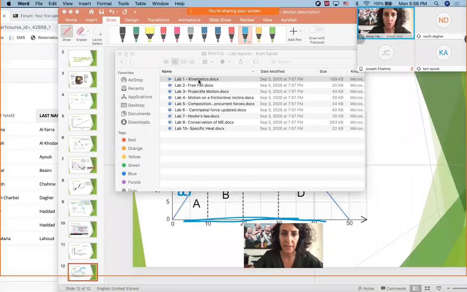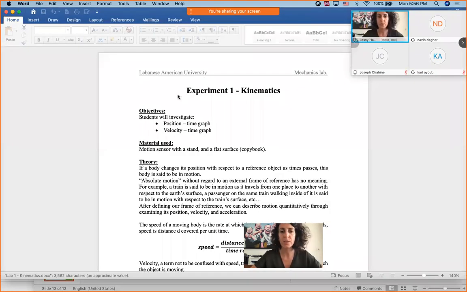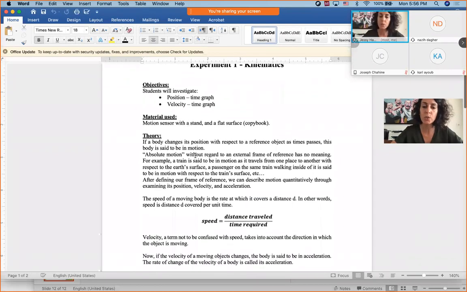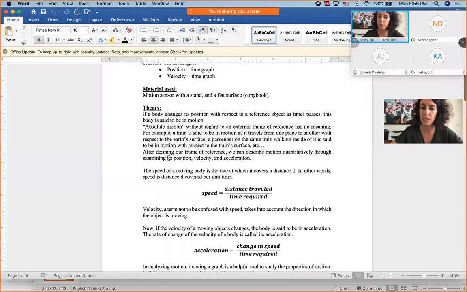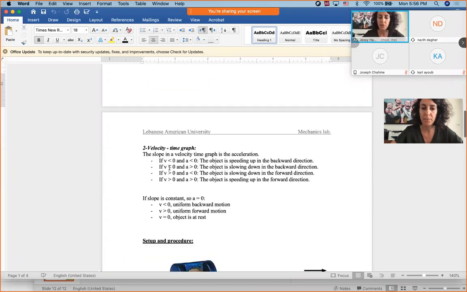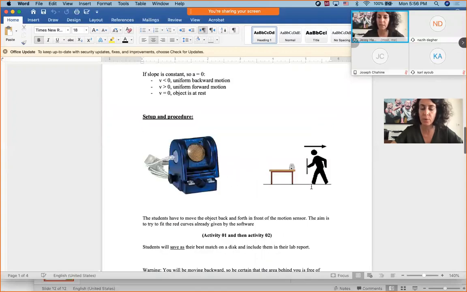Okay, so kinematics, I'm going to change the title for me not to confuse you. Kinematics means description of motion. All right, so it's going to open. So this is your manual. Let me remove my camera. It tells you the objectives, the material used, the theory, and you have another theory in the PowerPoint presentation. So now you have the full explanation with a summary. Do you remember the V negative, A positive, speeding up backwards? And this is if the slope is constant. This is how the setup looks like.